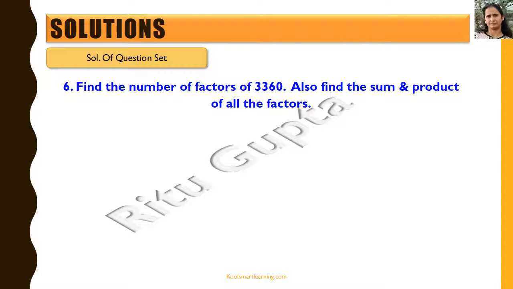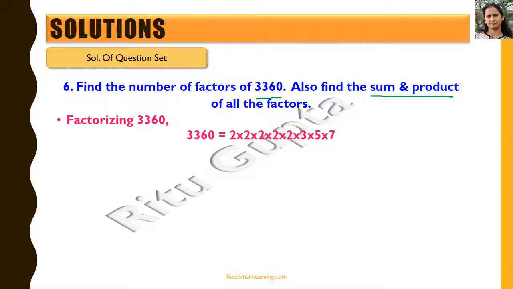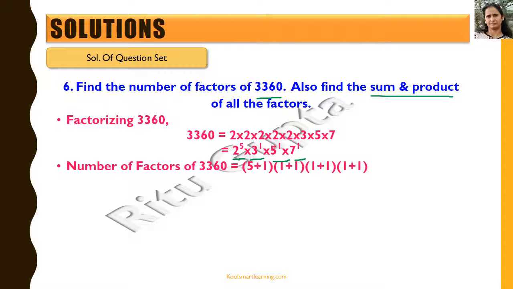So now let's move on to the last question of the basic quiz. We need to find the number of factors of 3360, and we also need to find the sum and product of all the factors. So we'll first factorize this, and we can write 3360 as 2 raised to power 5 into 3 raised to power 1 into 5 raised to power 1 into 7 raised to power 1. Now the number of factors of this is 1 more than this power, which is 6, multiplied by 1 more than this power, which is 2, multiplied by 1 more than this power, which is again 2, multiplied by 1 more than this power, which is again 2. So it comes out to be 6 into 2 into 2 into 2, that is 48 factors.